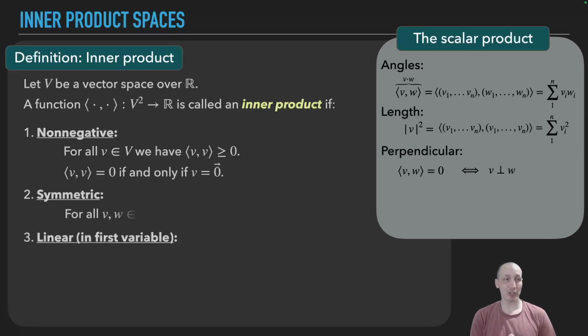The second condition is symmetric. If we take two vectors, the multiplication of v by w and w by v should be the same. And again, the geometric interpretation is that the angle between v and w and the angle between w and v should be the same.